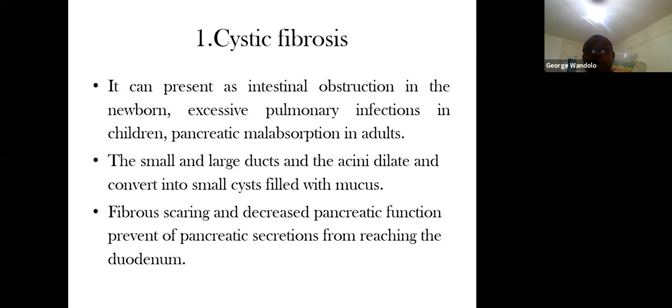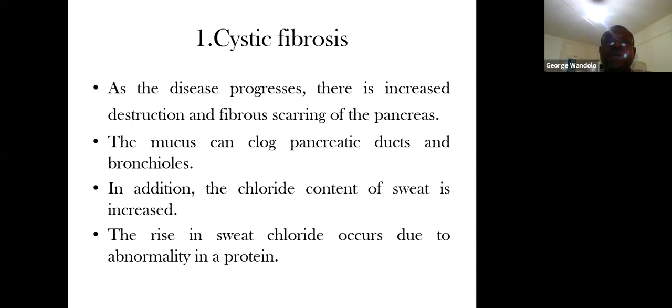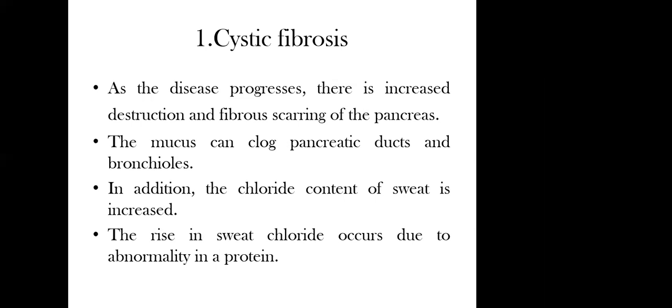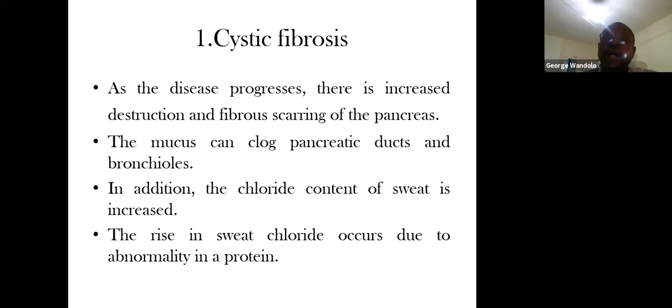Fibrous scarring and destruction of pancreatic function can prevent pancreatic secretions from reaching the duodenum. So cystic fibrosis, in the pancreas, is characterized by obstruction of the ducts, and so pancreatic secretions do not reach where they're supposed to reach. As the disease progresses, there is increased destruction and fibrous scarring of the pancreas. The mucus can clog pancreatic ducts and bronchioles, the bronchioles of the lungs.